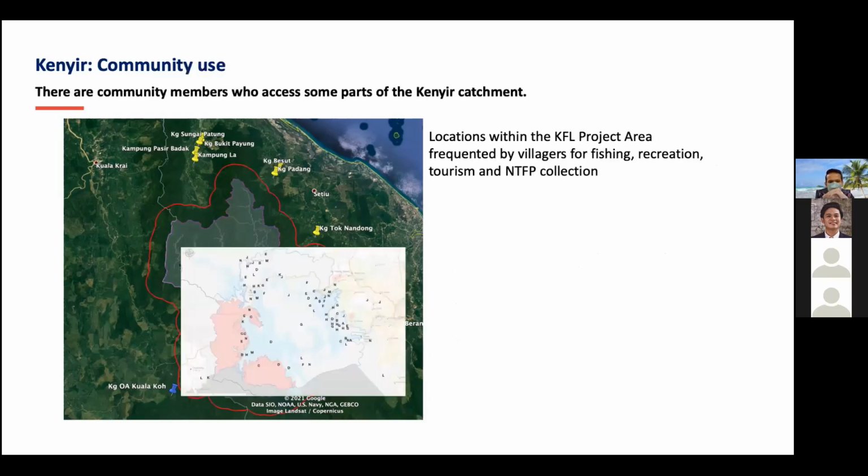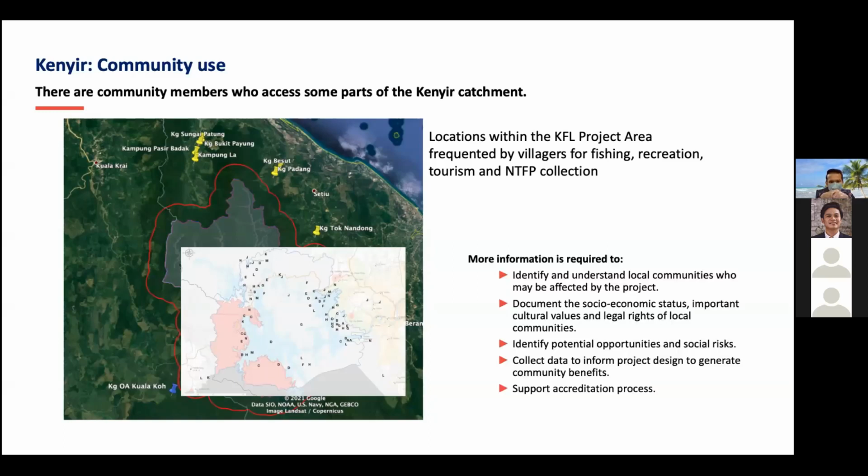All right. So this is a map we did. If you can see, the letters on the map are the locations of community use for various purposes. Fishing, recreation, tourism, NTFP. So it's not an empty forest. Humans actually use the Kenyir forest as well. But this is very early data. We didn't do a full feasibility for the whole Kenyir for the webinar. It's just to introduce the concept. So indeed more information is required.